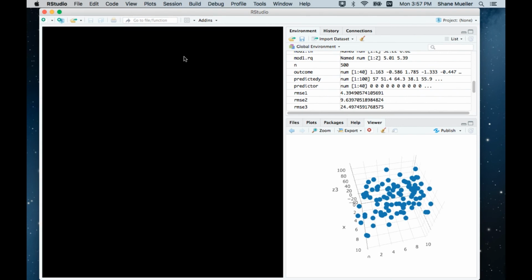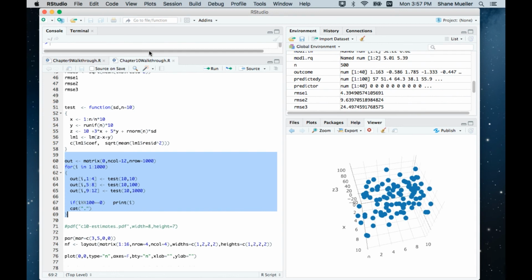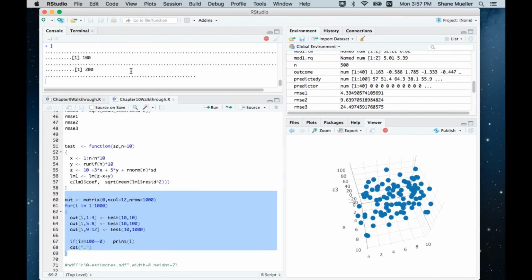And that's what the standard deviation is I'm going to use. But I'm going to collect more and more data. So first I'm going to collect only 10 points, then I'm going to collect 100 points, and then 1,000 points. So if I run this, I'll go down here so you can see intermediate progress.